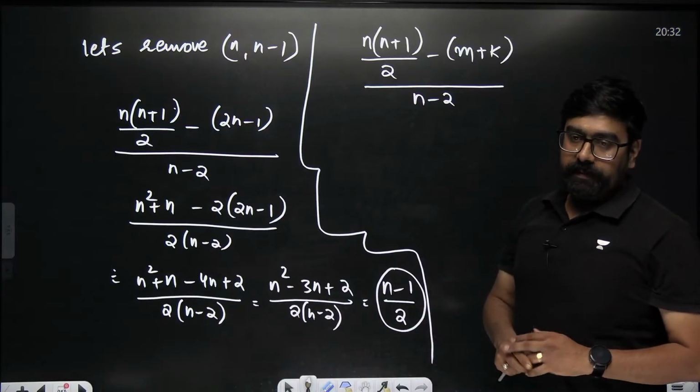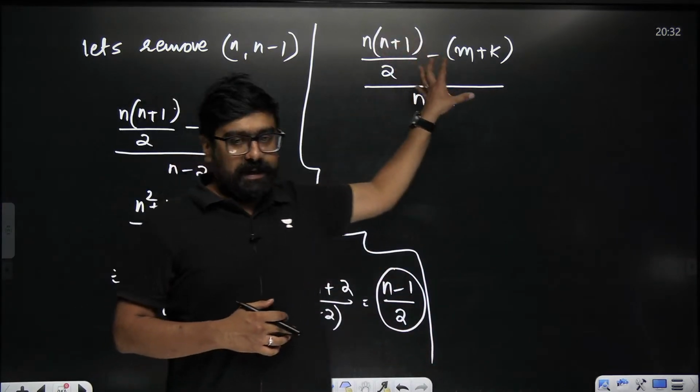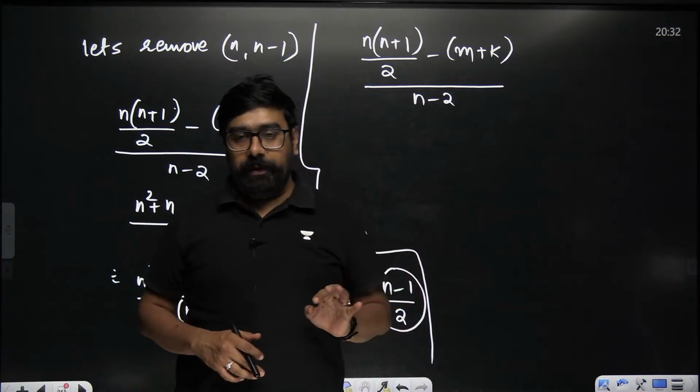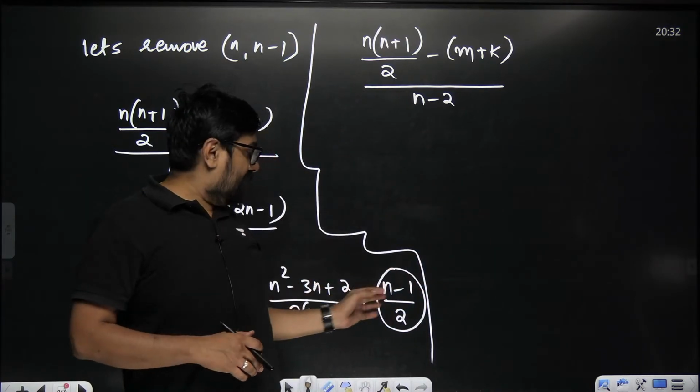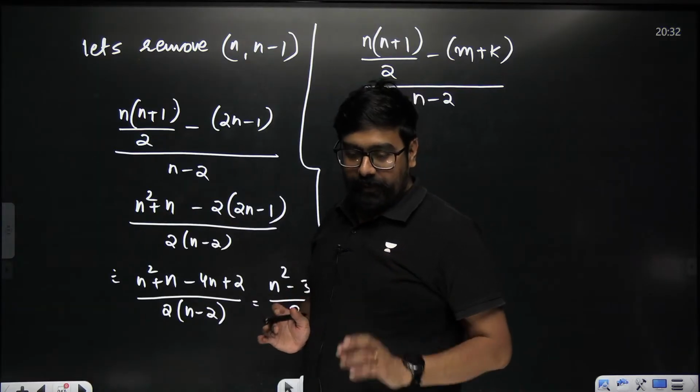Okay, I hope this is clear, right? Whatever average we are going to get in this case will definitely be between (n-1)/2 and (n+3)/2. So far we have got this.